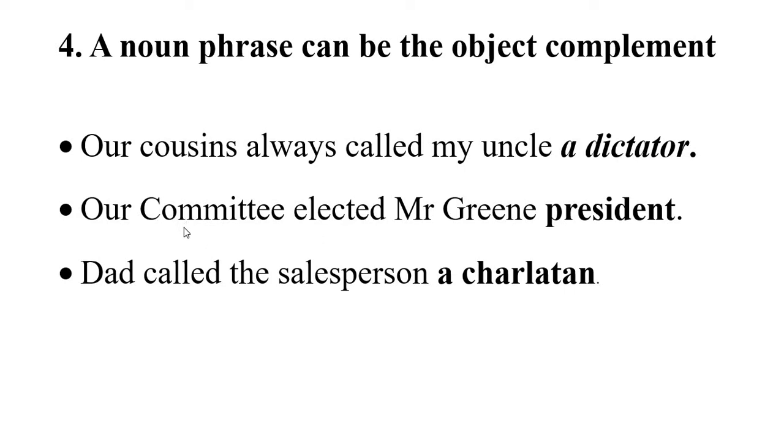Same thing here, our committee elected Mr. Green president. It's a sentence in English that starts with a capital letter and ends with a full stop. And a sentence in English always must have a subject and a verb. Our committee elected who? Mr. Green is my direct object. Again, if I tell you our committee elected Mr. Green and I stop, you want to know what he becomes. And I tell you, now he is president.